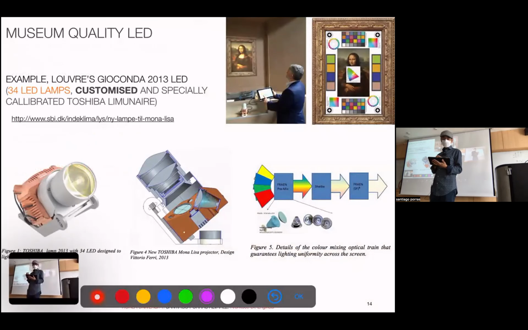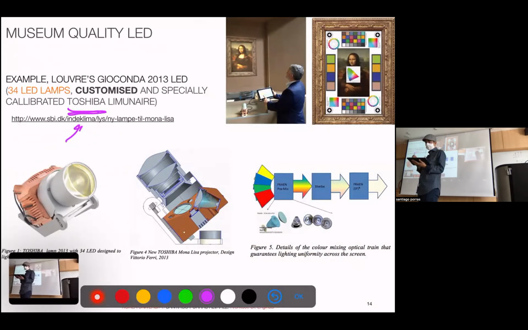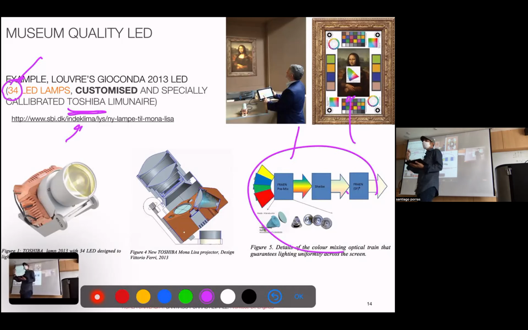So it was Toshiba who was in charge of that. There's full articles on the whole process. You have the link if you want there. But the point is they needed to make a compound of 34 different lamps to complete the spectrum. And they spend time like calibrating the color, so you have the perfect white for that painting.